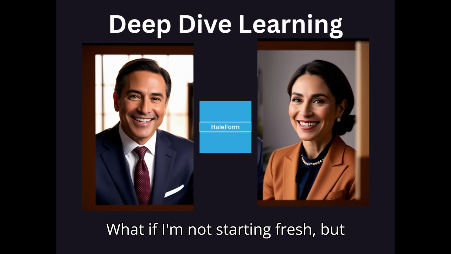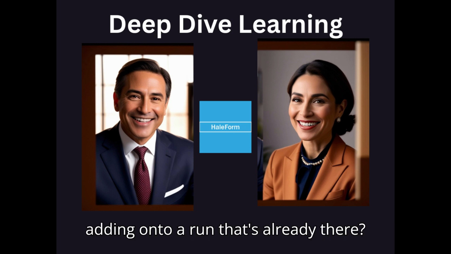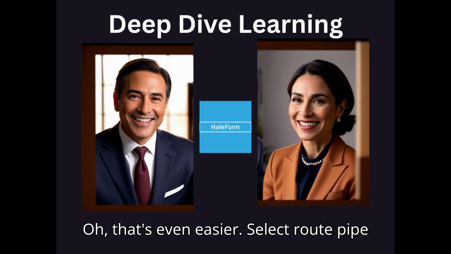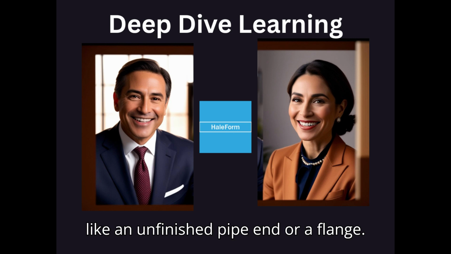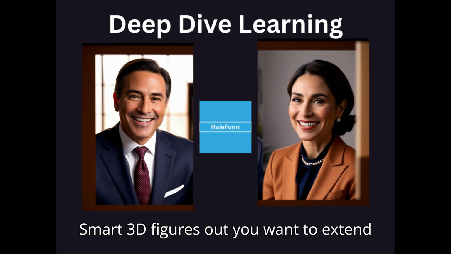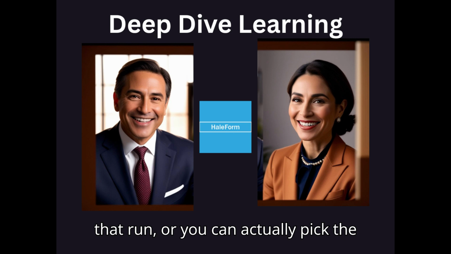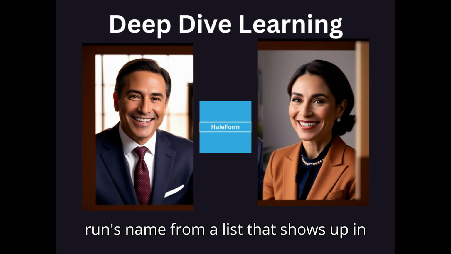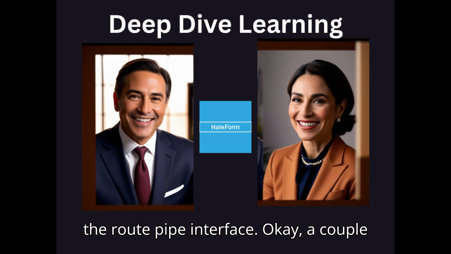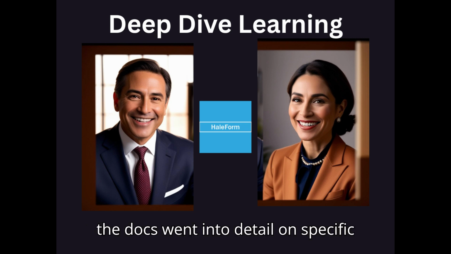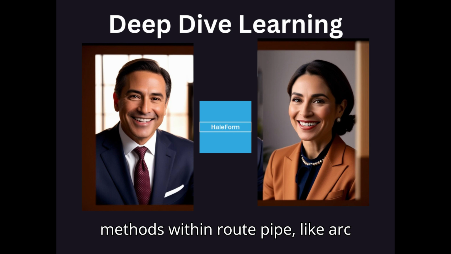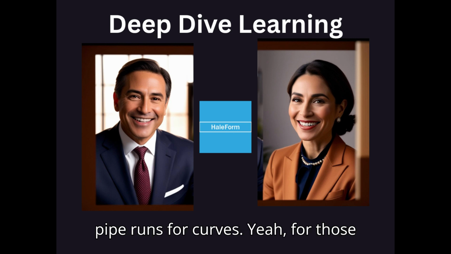Sounds pretty helpful. What if I'm not starting fresh, but adding onto a run that's already there? Oh, that's even easier. Select route pipe again. Then you can just click on an open-end feature of the existing run, like an unfinished pipe end or a flange. Smart 3D figures out you want to extend that run, or you can actually pick the run's name from a list that shows up in the route pipe interface. Okay, a couple of ways to hook into existing stuff. Now, the docs went into detail on specific methods within route pipe, like arc pipe runs for curves.